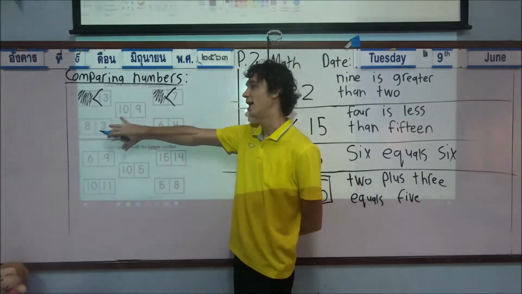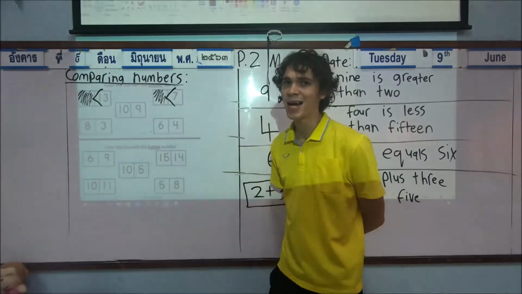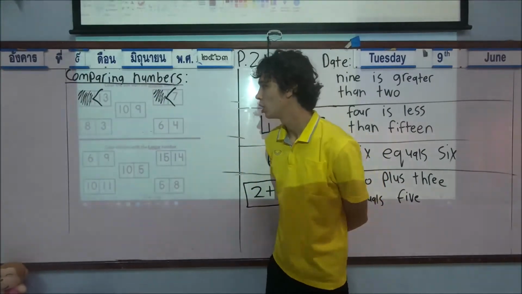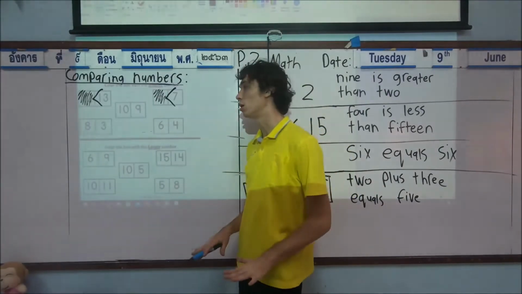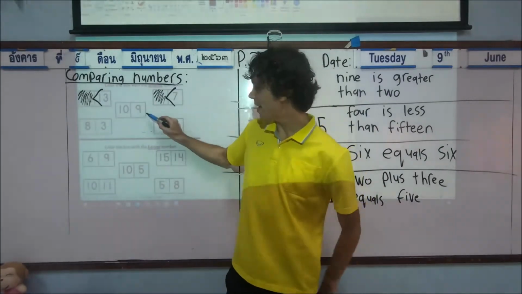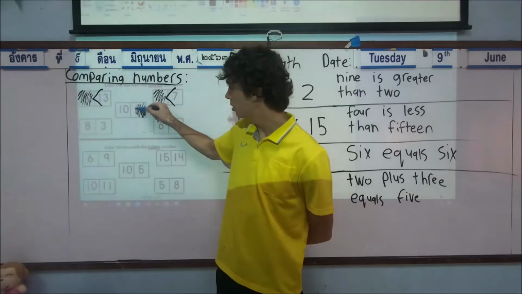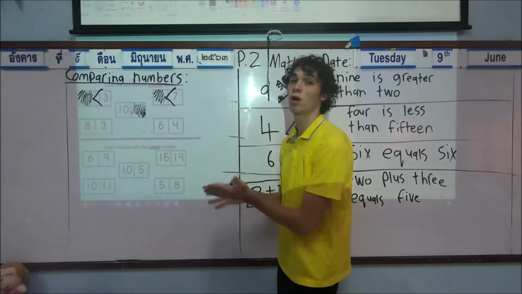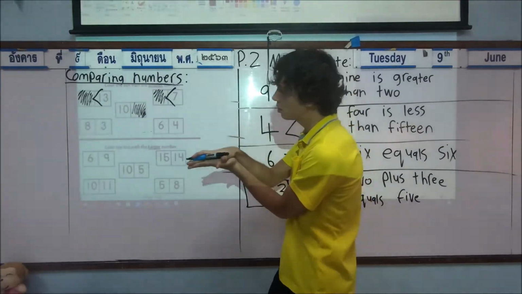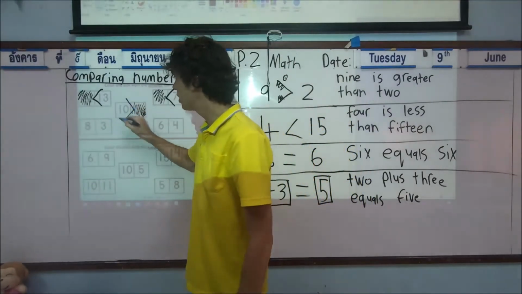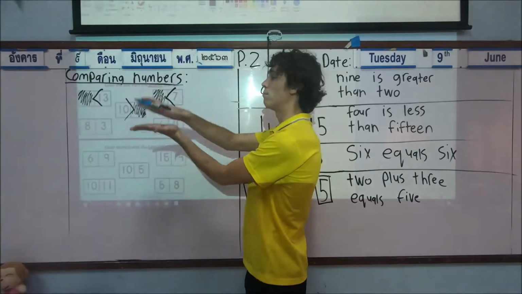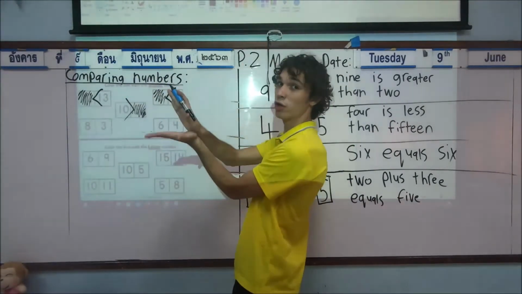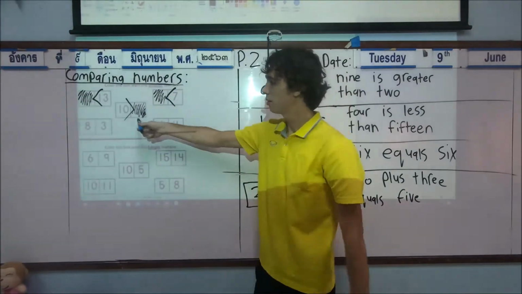Okay, we have 10 and 9. We want the smaller number. Which one is smaller? 9 is smaller. If we want to use the alligator, we go this way. Eat the big number. 10 is greater than 9.